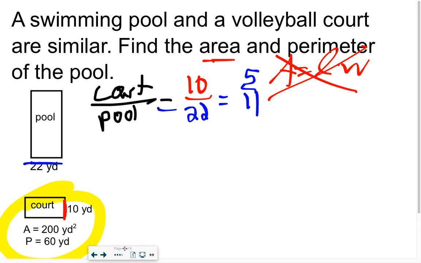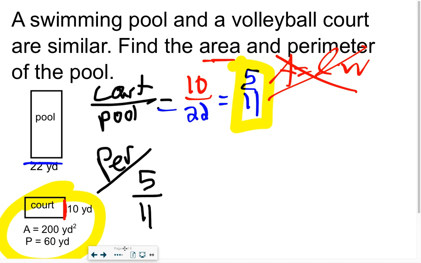Now, knowing the ratio, let's find the perimeter. Let's find the area. Starting with perimeter, and I'm going to label it so I know what I'm doing. I'm going to put the letter P for perimeter right here. So using this ratio here, we'll write that on in the perimeter. Well, the ratio of perimeter is just that ratio, 5/11.